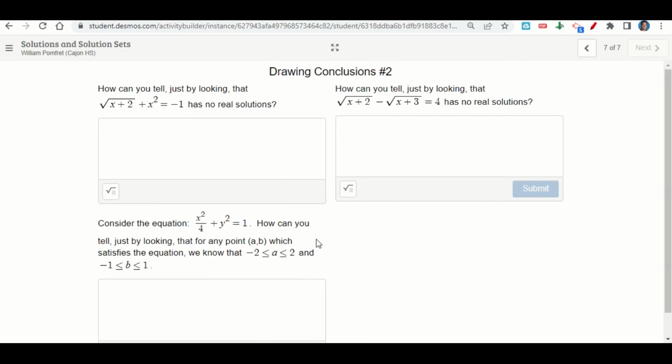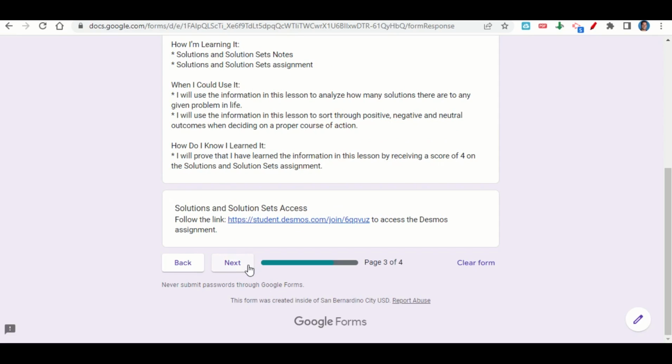You'll continue this on and look at it with different equations and complete the assignment. Once you've completed your assignment, we'll go back to the Google form and click next. This will take you to your before you go. Go ahead and fill out your before you go and then submit your work on Google Classroom.